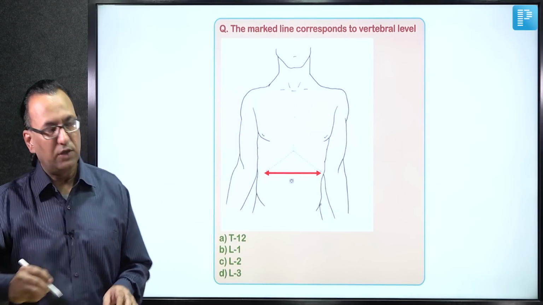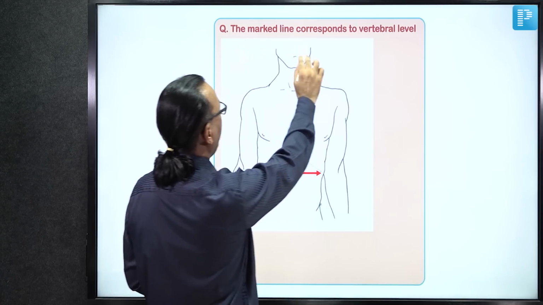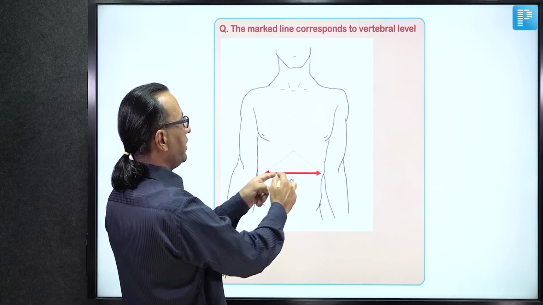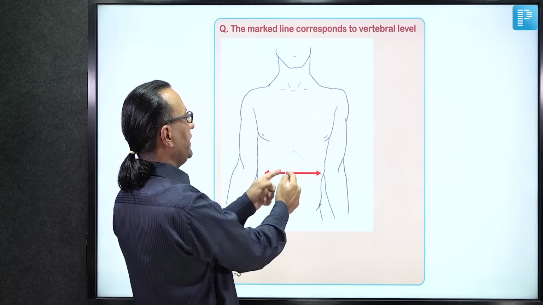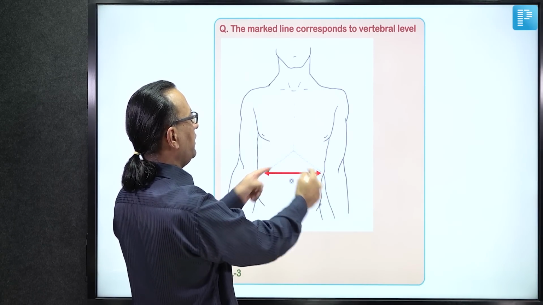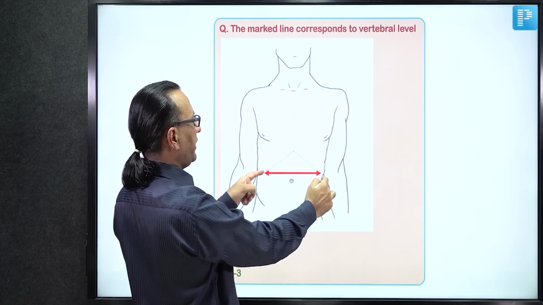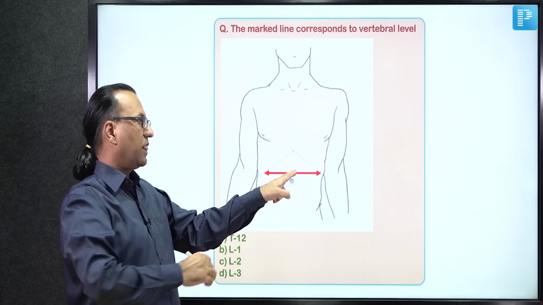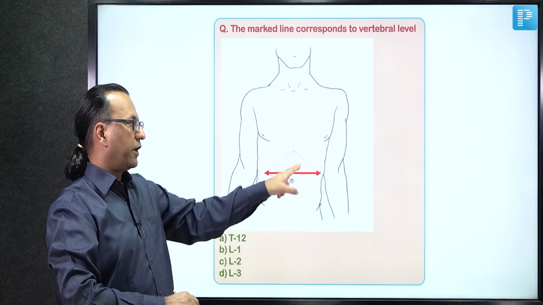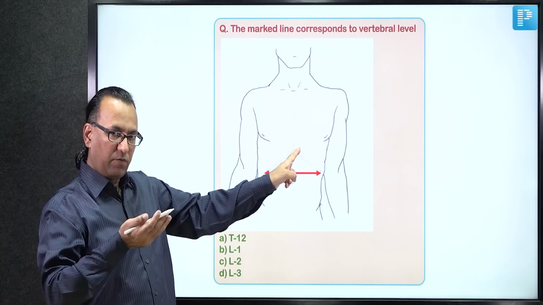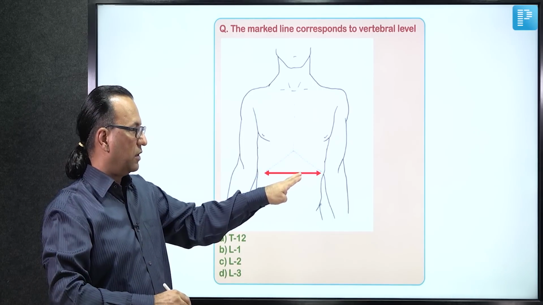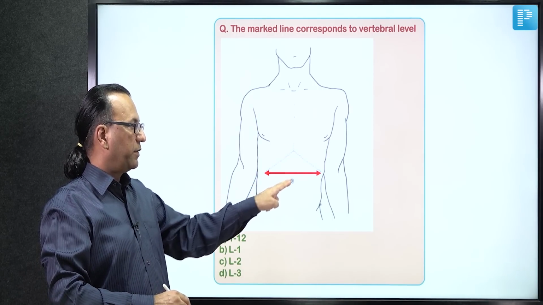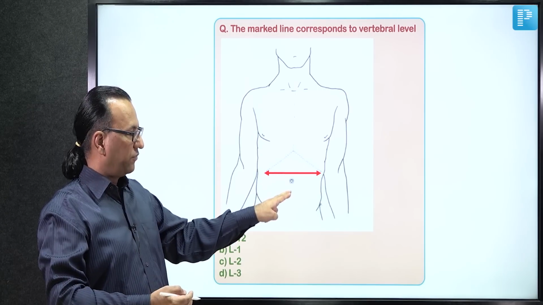Here a question has been put asking the marked line corresponds to which vertebral level. And as we see, it is a transverse line put just above the umbilicus and at the lower end of the costal margin. So this appears to be the subcostal plane. And if it is the subcostal plane, then it is below the transpyloric plane, which itself is at L1 vertebra. So this must be the L3 vertebra level, because umbilicus lies at the intervertebral disc between L3 and L4 vertebra.